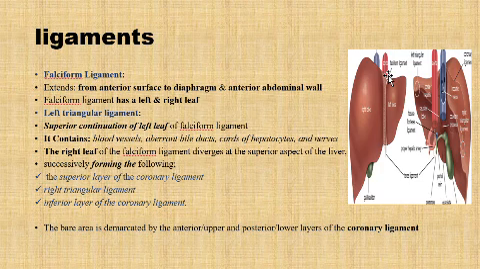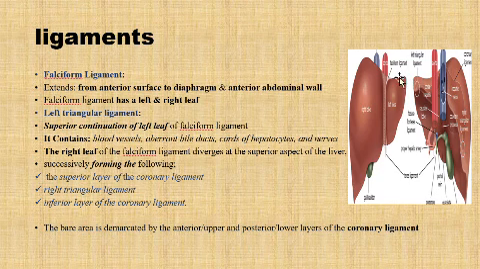So the left leaf gives us the left triangular ligament. Here it is a continuation of the left leaf, it comes here and bends and gives us the triangular ligament. This ligament contains blood vessels, aberrant bile ducts, cords of hepatocytes, and nerves.